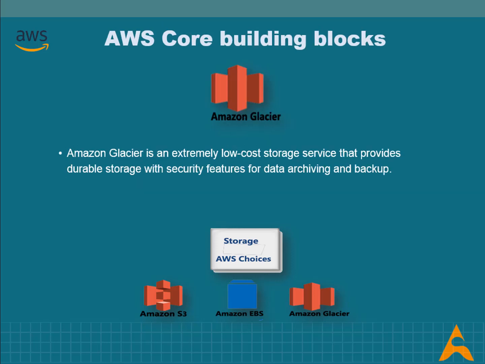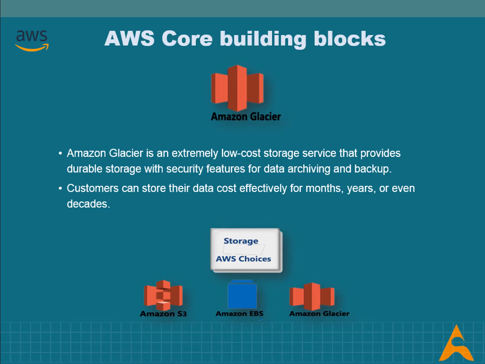Amazon Glacier is an extremely low-cost storage service that provides durable storage with security features for data archiving and backup. With Amazon Glacier, customers can store their data cost effectively for months, years, or even decades. It is designed to deliver 99.99999% durability and provides comprehensive security and compliance capabilities that can help meet even the most stringent regulatory requirements.